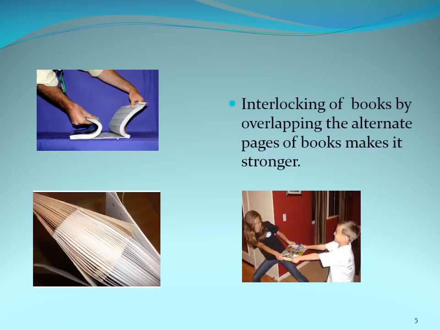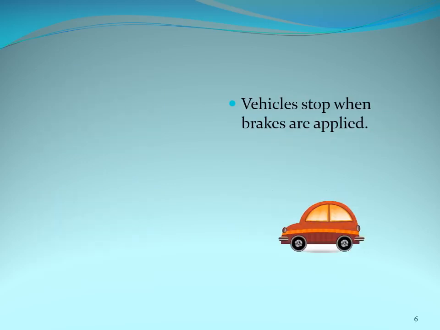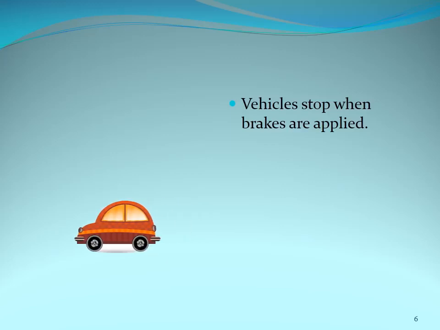Take two books. Overlap the alternate pages of the books. Try to pull the books apart. We can see that it is very difficult to pull them apart. Interlocking of books by overlapping the alternate pages makes it stronger. When brakes are applied, vehicles usually come to stop. In all these above examples, we can see that some sort of force acts between the surfaces. What is that force? We can look into it with the help of another simple experiment.